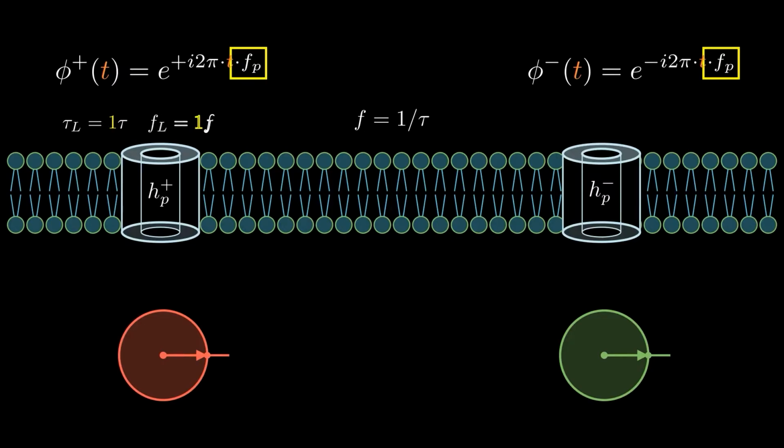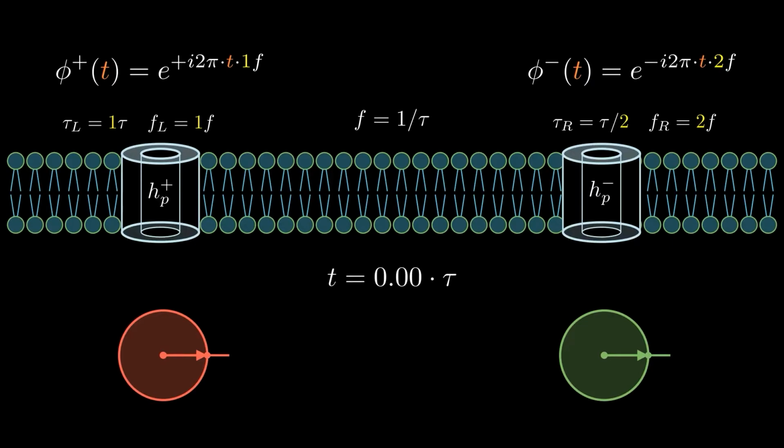Assume, without loss of generality, that the ion channel on the left has an average crossing time of 1 tau, and its natural frequency is 1 f. And that the ion pump on the right has an average crossing time of half tau, and its natural frequency is 2 f. Let's see how complex function phi of t tracks two ion crossings simultaneously.